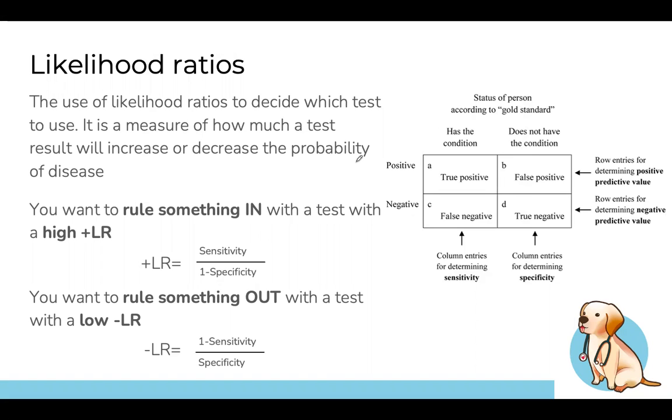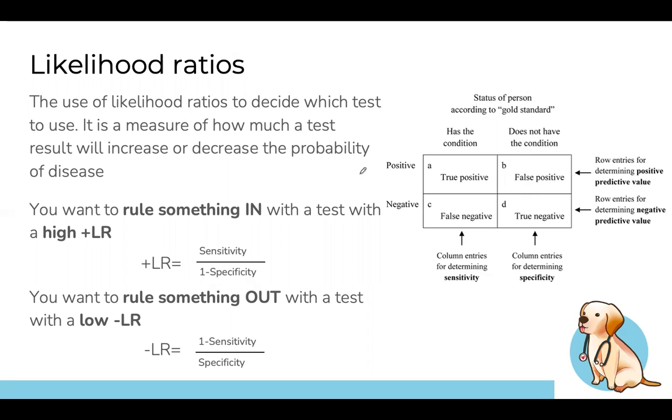A positive likelihood ratio is when you want to rule something in. So you want to do this test, have it come back positive, and use this to determine how much more likely is it that this person has this thing that I suspect, given that this particular test has come back positive. A negative likelihood ratio is used when you want to rule something out. So you do the test, it's come back negative, and you're thinking, how much less likely is it now that this person has this condition, given that the test has come back negative.